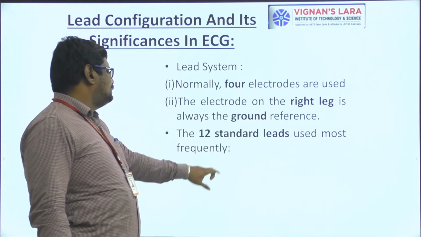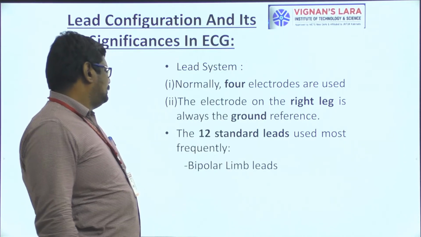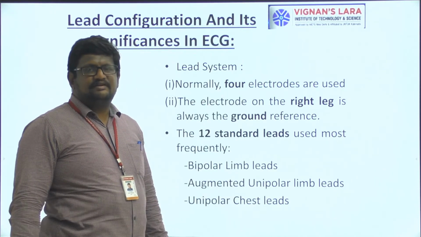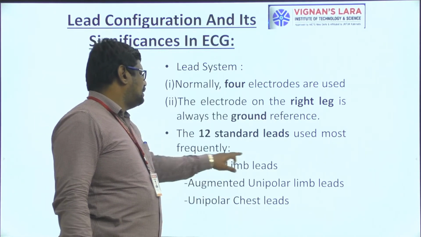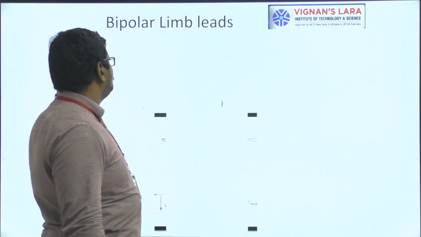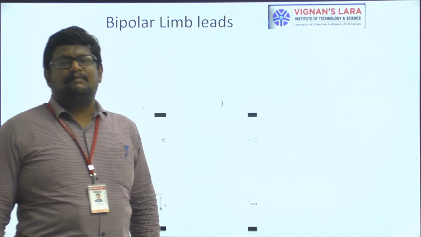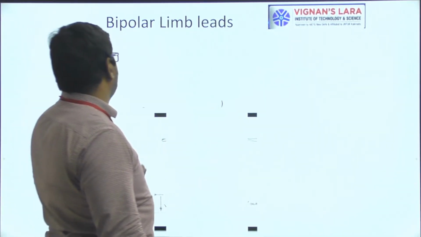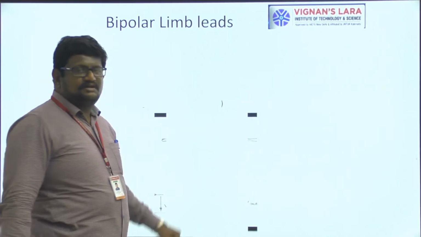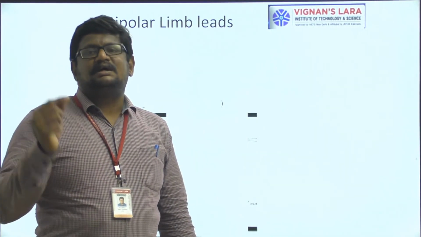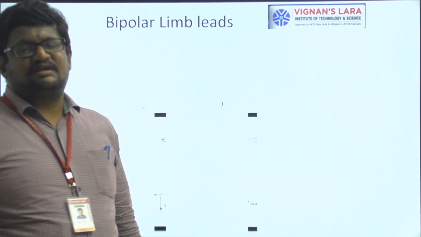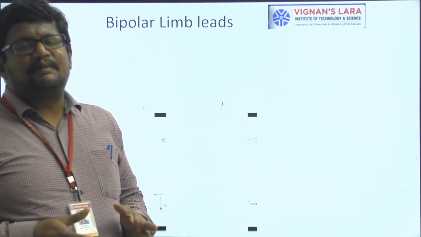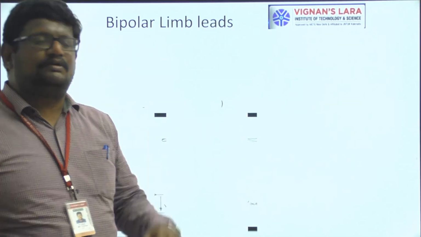The 12 standard leads used more frequently are bipolar limb leads, unipolar limb leads and the chest lead system. Today we will see the bipolar limb leads alone. What is meant by the bipolar limb leads? In the bipolar limb leads, we are going to connect to both the arms. Bipolar means we are going to measure the ECG from 2 different points. Based on the difference in voltage between 2 different points, we are going to draw the ECG. Whenever it is bipolar, you have to understand that it is the difference in voltage between 2 points.